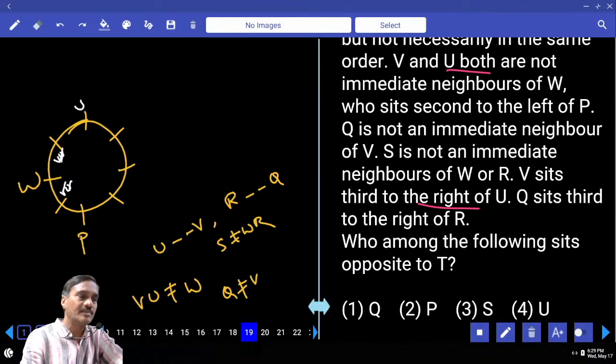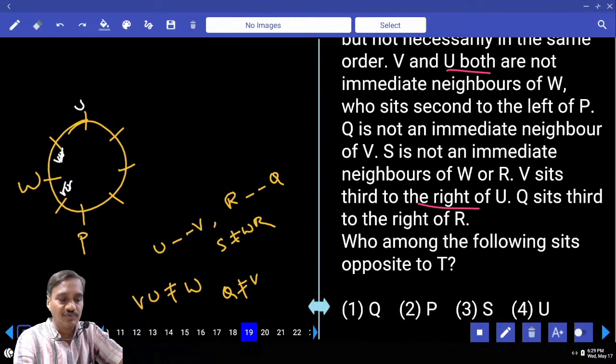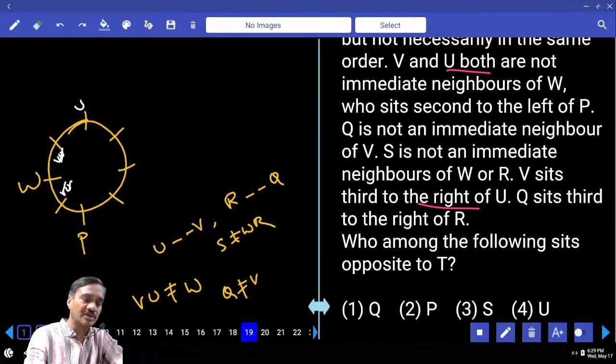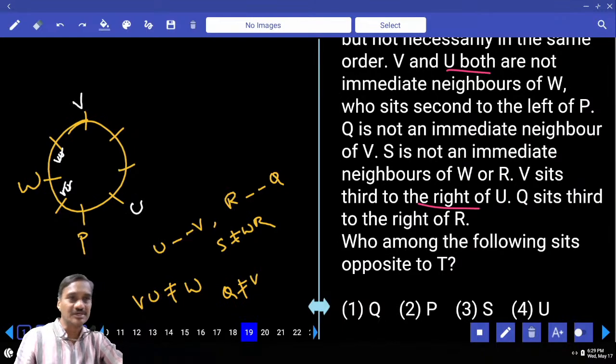Can U be here? If U is here, then V sitting third to the right is not possible. U cannot be here. Then can we have U here? Not possible. Hence, what is the only possibility we have? U is here, and V sits third to the right of U.